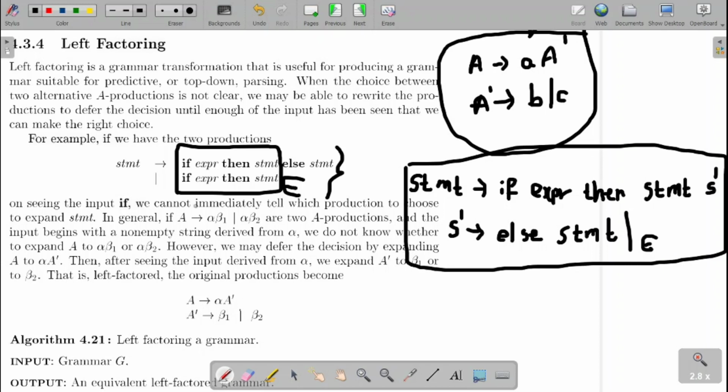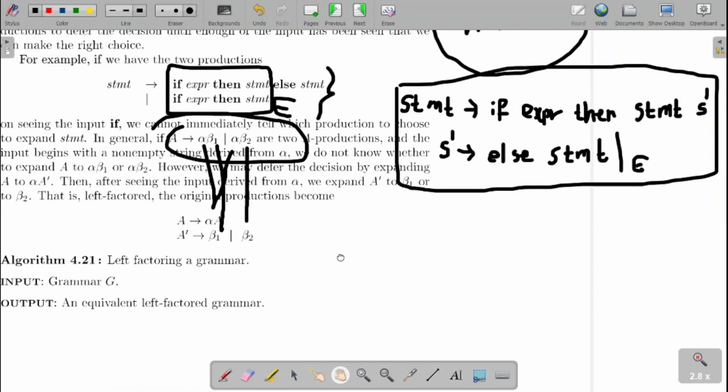That is, if we have a grammar of this format, A derives alpha beta 1 | alpha beta 2, how will we do it? A derives that common thing first. What is our common thing? Alpha. That will be written: A derives alpha A dash. A dash will derive beta 1 or beta 2. Friends, this is the method we follow for left factoring.